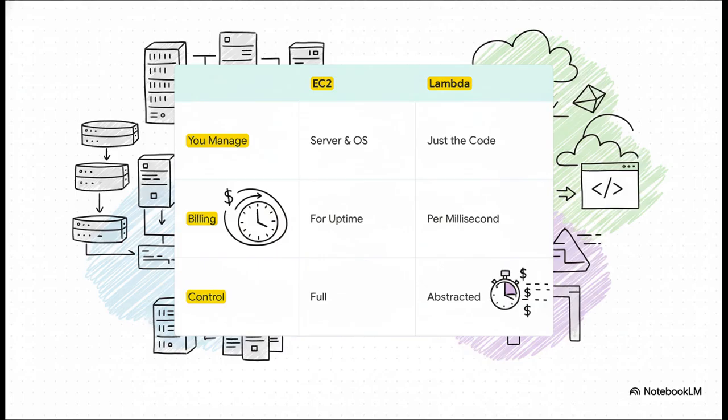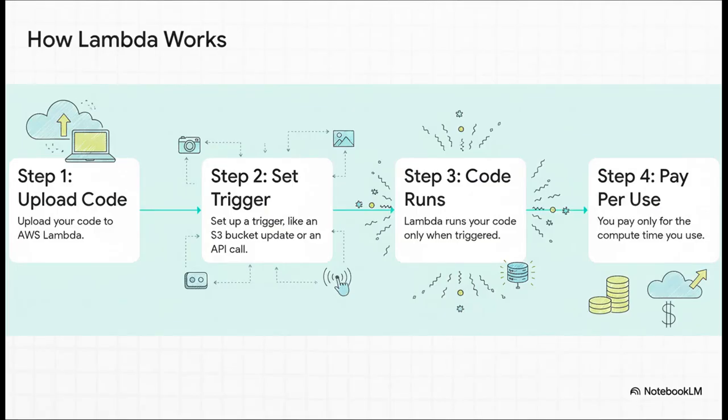And this right here is the core trade-off. With EC2, you get all the control in the world, but you're responsible for managing that server, and you pay for it 24/7 as long as it's on. With Lambda, you give up some of that fine-grained control, but in return you get simplicity and this huge cost advantage. You only pay for the exact milliseconds your code is actually running. That's a game changer.